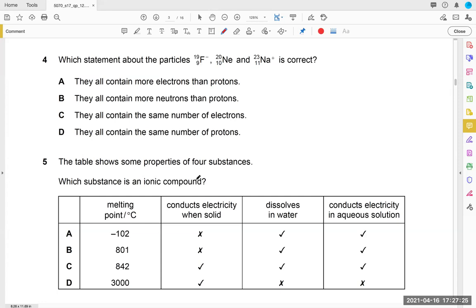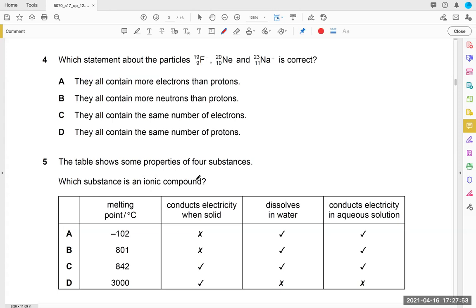They all contain more electrons than protons is wrong because that's only true for fluoride because that's the one that has gained electrons. Sodium has lost electrons, so it contains more protons. B option is they all contain more neutrons than protons. That's only true for sodium ion because it has 12 neutrons. How do I know? I subtract 11 from 23 to get the number of neutrons. The other two had 10 neutrons, so this is a false claim.